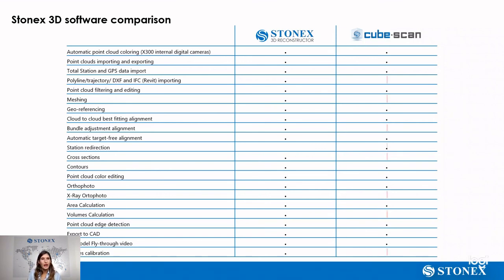Now I highlighted in this slide what CubeScan doesn't have with respect to Reconstructor, so the red highlights. And then there is a green highlight that is the station redirection tool, which is available only in CubeScan.